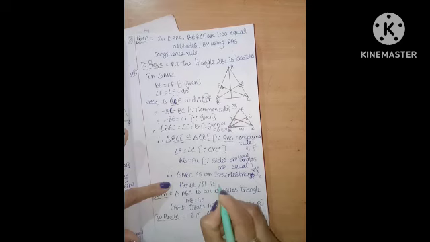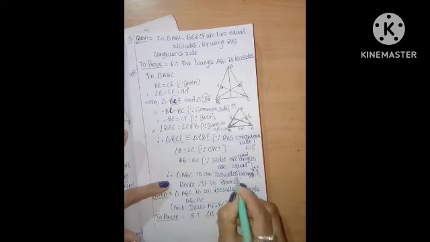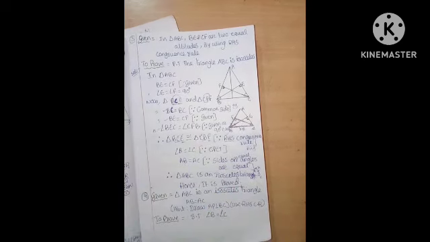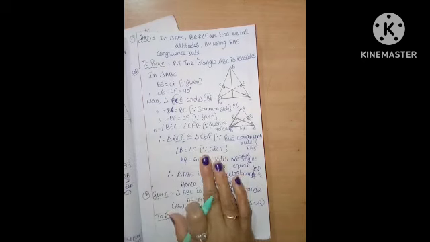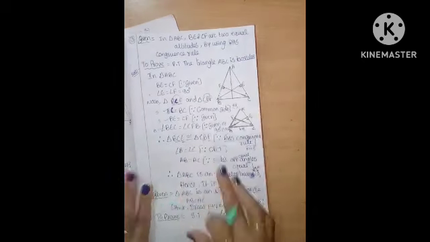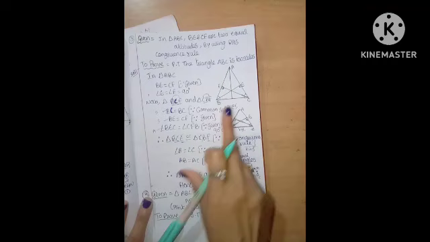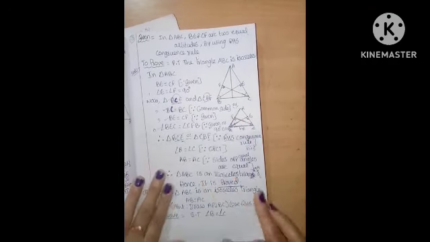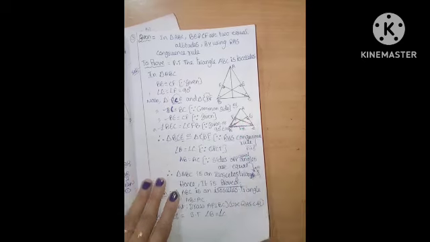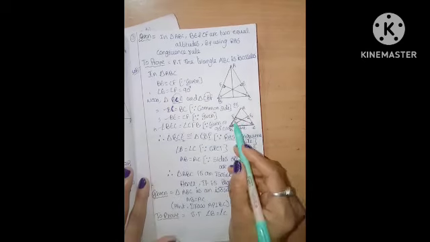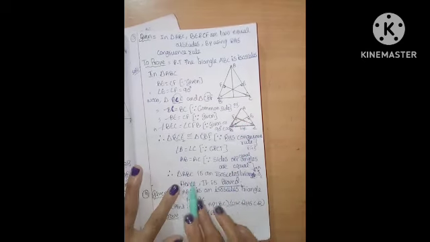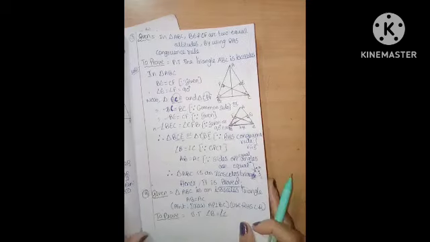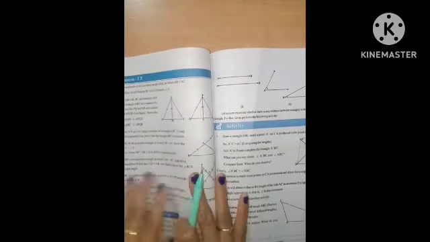Are you clear? Are you understood? By using the RHS congruence rule, these two triangles are congruent triangles, and these two sides are also equal, so that's why ABC is an isosceles triangle. So this problem solution is over, and next we will move on to the next question.